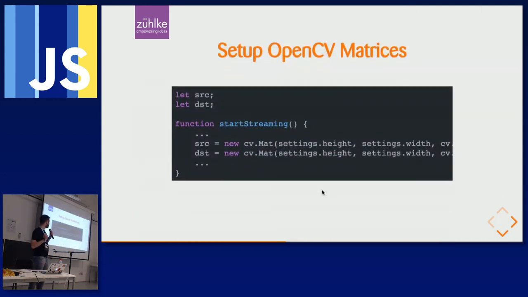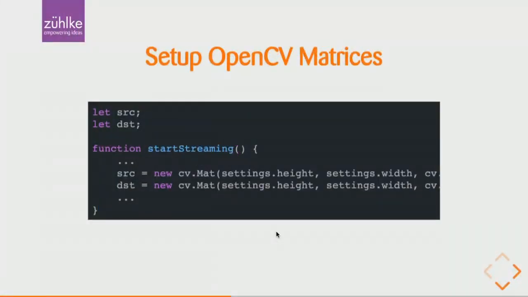Then we need two matrices. One is the source matrix. This is what we get out of the video stream. And the other is the destination matrix. In between, we will do some conversion on that image, right? So we read a matrix, transform it into a destination matrix, paint that destination matrix onto our canvas. These are the steps we're gonna do.